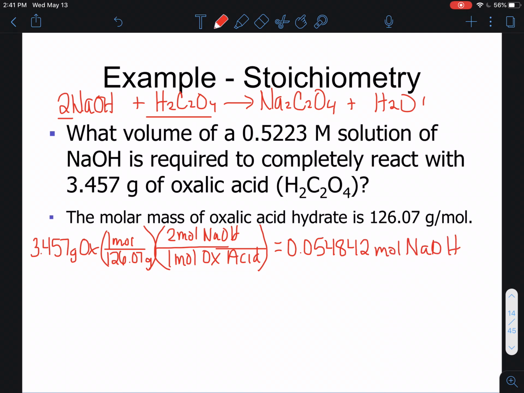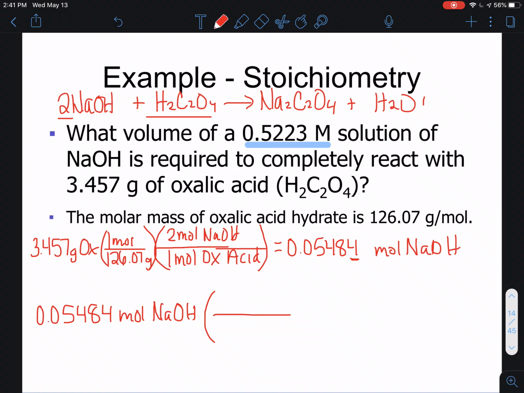Now we are working with 4 sig figs, so that's 1, 2, 3, 4. So really, I'm just going to go ahead and drop that. Now, since we have the concentration of the sodium hydroxide solution, we can take this 0.05484 mole NaOH and multiply that by the inverse of the molarity.